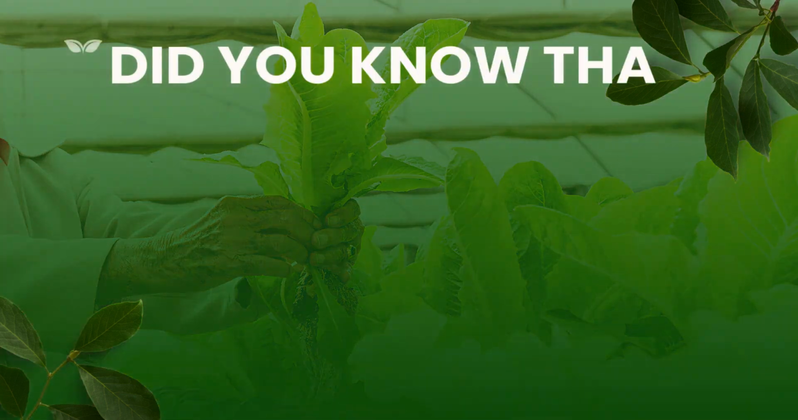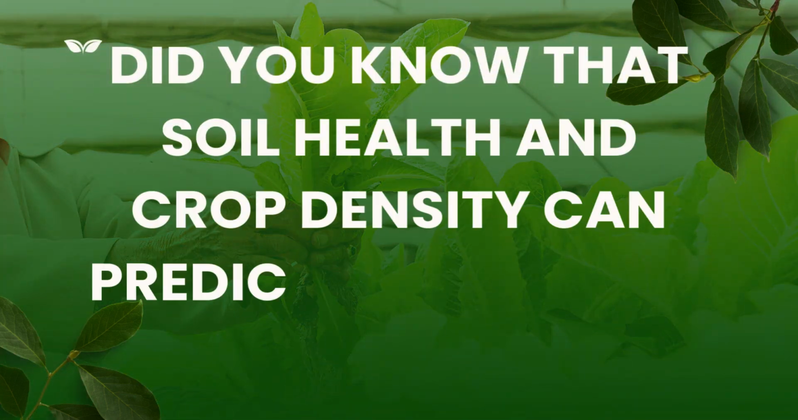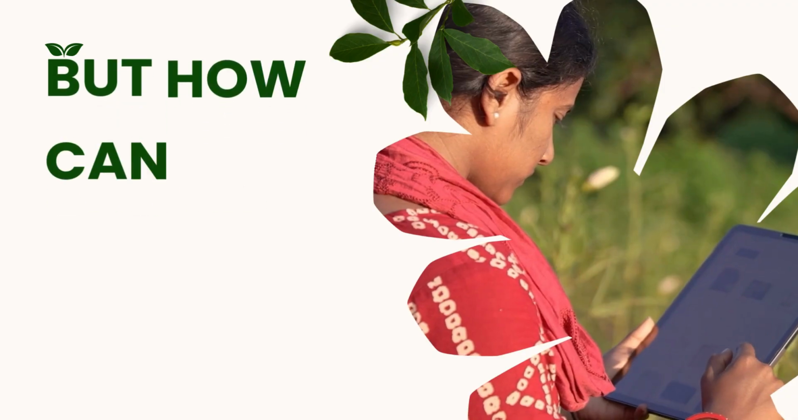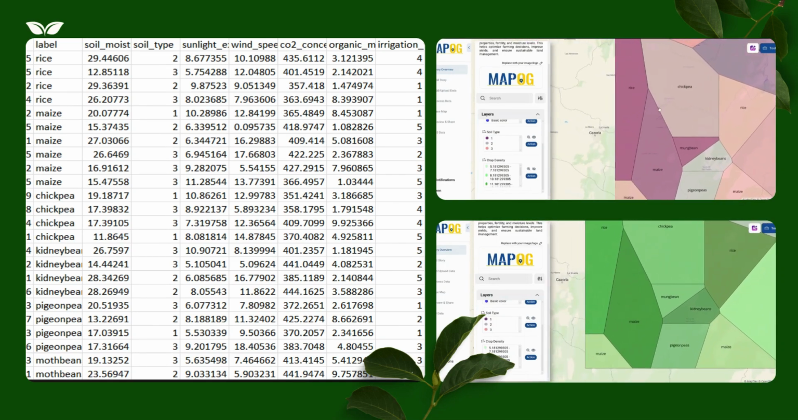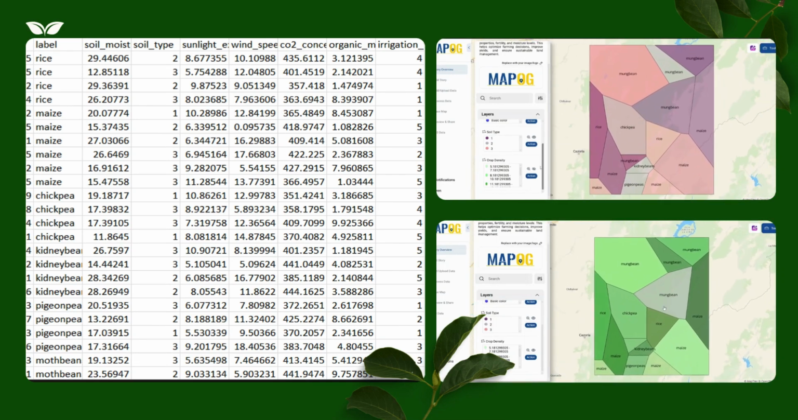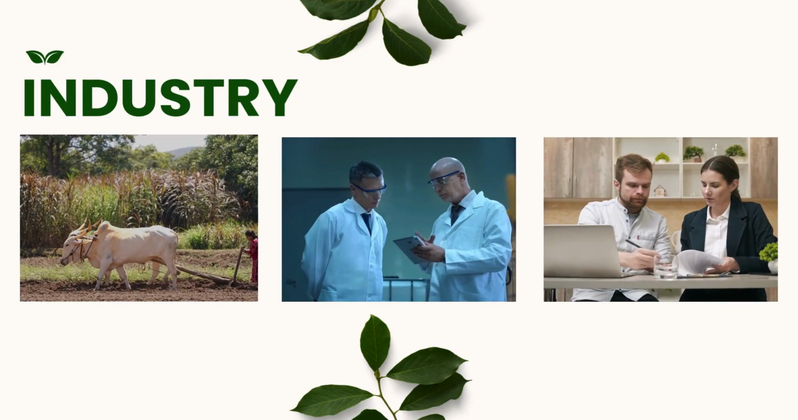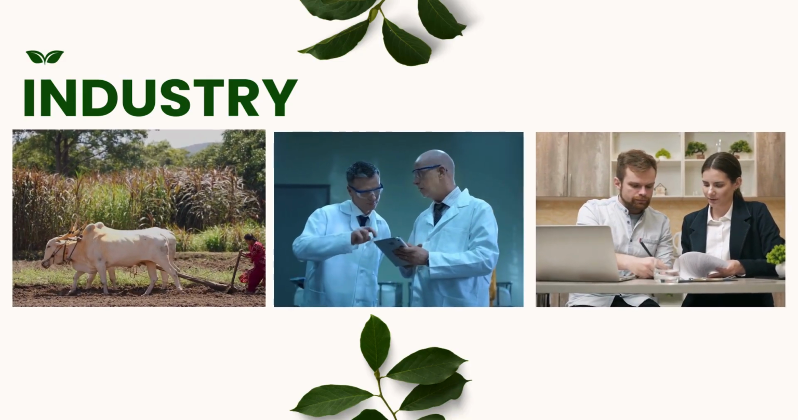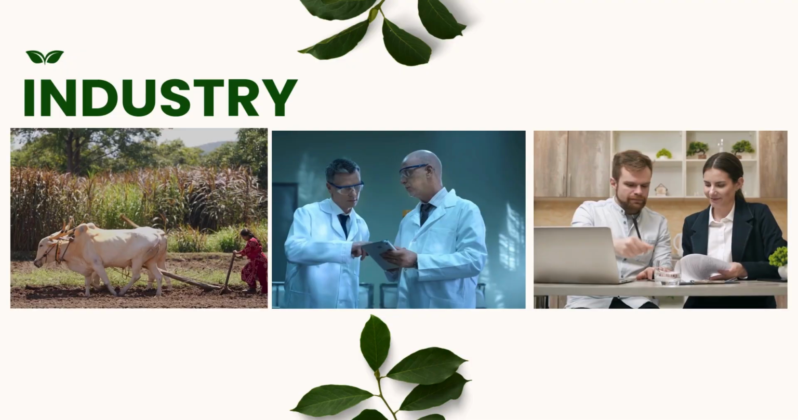Did you know that soil health and crop density can predict future food security? But how can we monitor them efficiently? With story.mapog.com, we can transform raw data into insightful maps, helping farmers, researchers, and policymakers make informed decisions, and the process is effortless. Let's break it down.